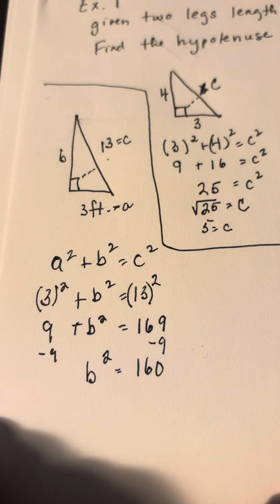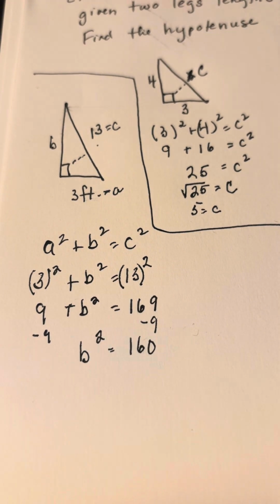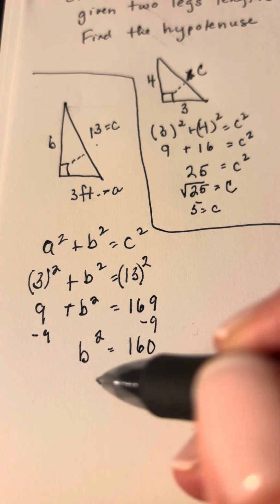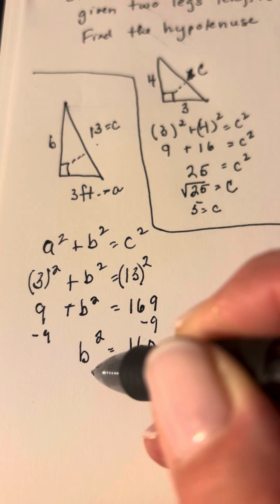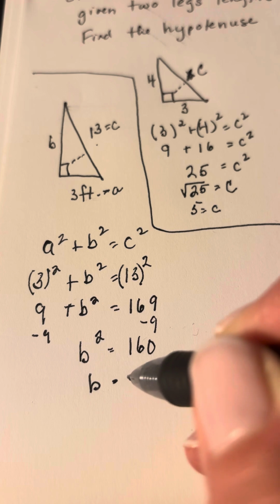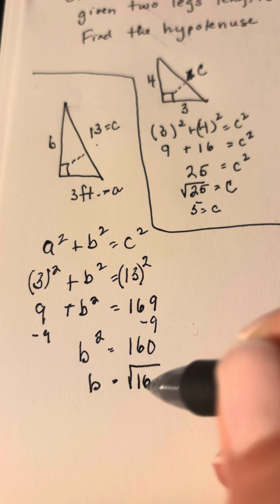So once again, I'm undoing. I've got a squared, so I have to do the opposite. I have to take the square root. So B equals the square root of 160.